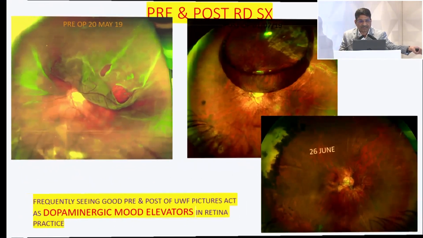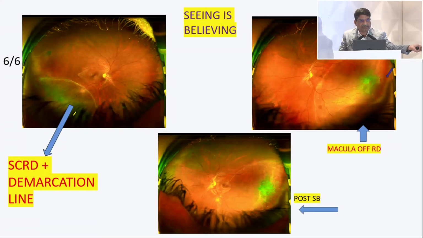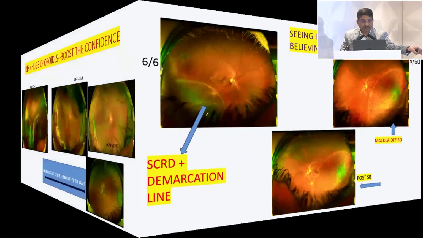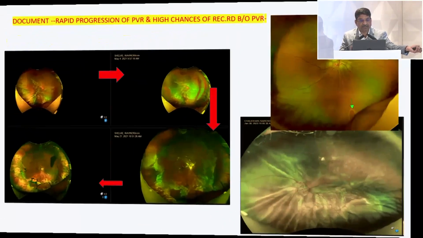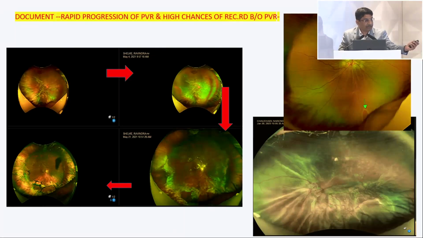Then these are the PVR cases. Here, this was a doctor-patient with bilateral retinal detachment. It was very difficult to convince him unless you have ultra-widefield photography. Then the choroidal mounts, you can see the huge choroidals with RD. We have discussed this one once in a while. You have to show this to the patient. Then the rapidly progressing PVR cases, posterior closed funnel.